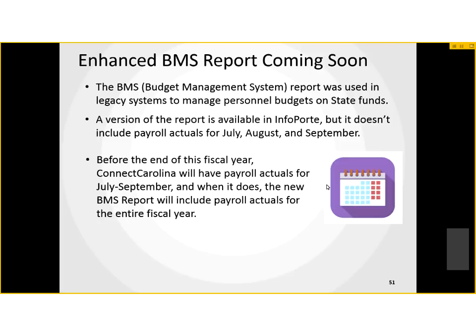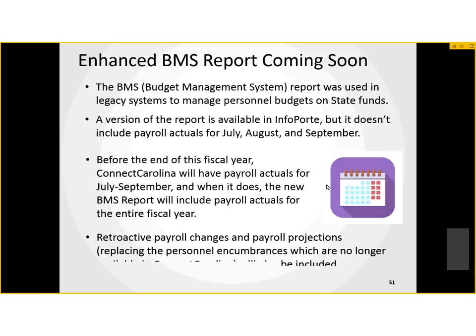Before the end of this fiscal year, Connect Carolina will have that converted information. And when it gets into Connect Carolina, you guys probably know this already, but if it's not in Connect Carolina, it doesn't exist in InfoPorte. So once it gets into Connect Carolina, then it will be displayed on the BMS report. So you'll have payroll actuals for the entire fiscal year from January 1 through the fiscal year. We will also have the retroactive payroll changes and the payroll projections on this report.